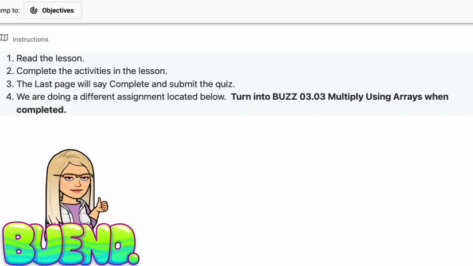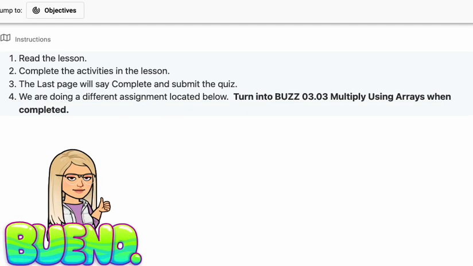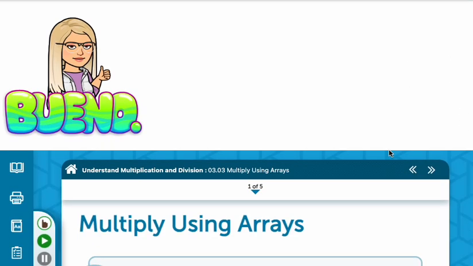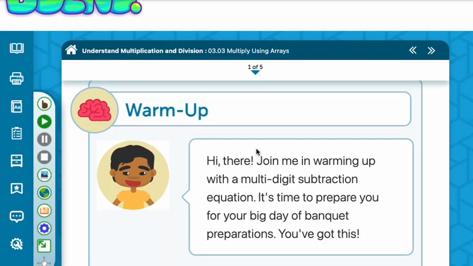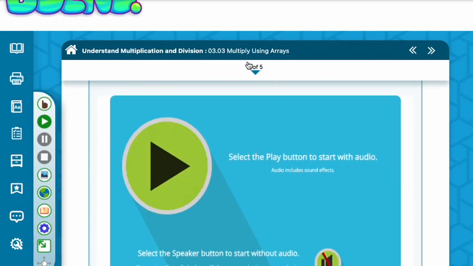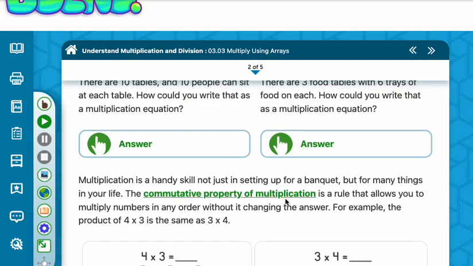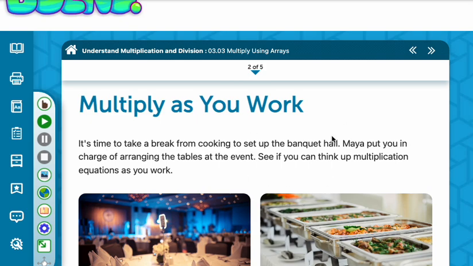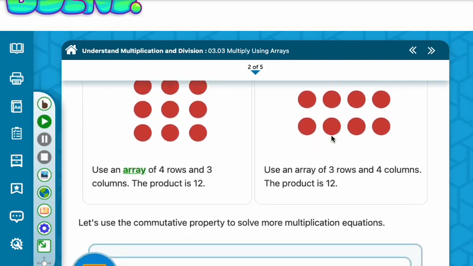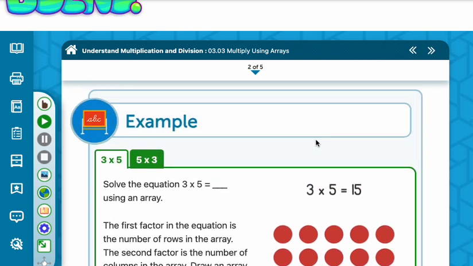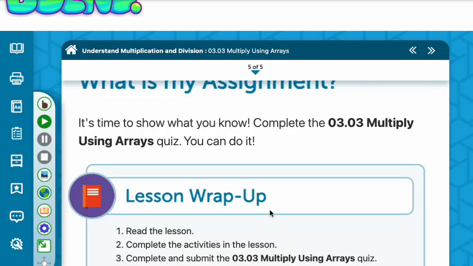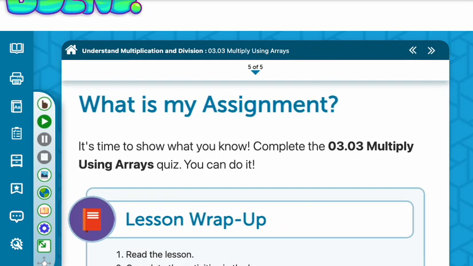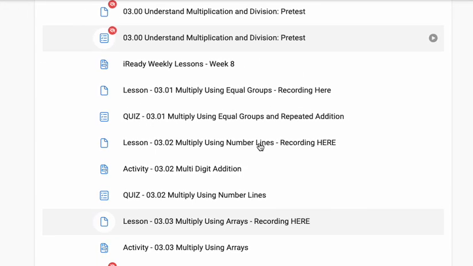Okay, so this says read the lesson. The recording will be right here. Complete the activities in the lesson, and then turn in your handout about using arrays when you're done. So right here, we're going to do all parts of the lesson. We're going to review the clicking and the vocabulary. We're going to go over the commutative property of multiplication. We're going to look at how we can make arrays going different ways. When you get to the end, it's going to say that you have a quiz. So let's go look at this.